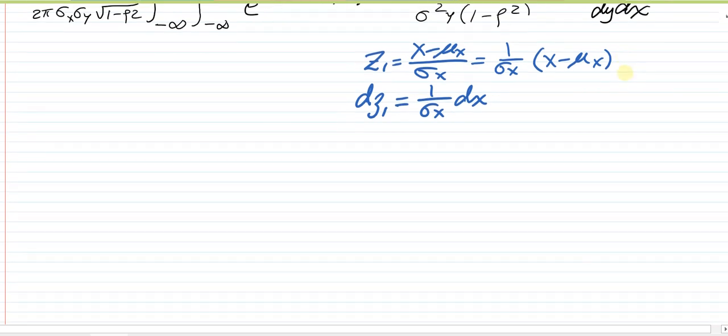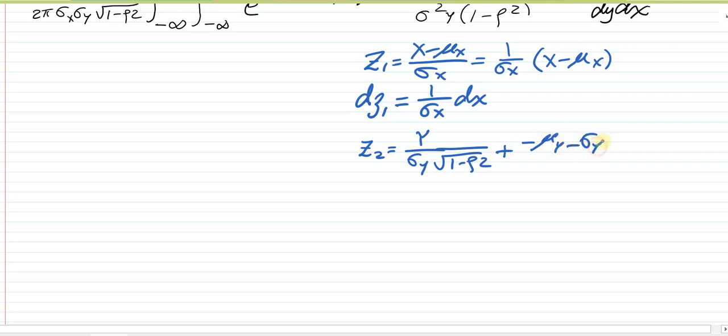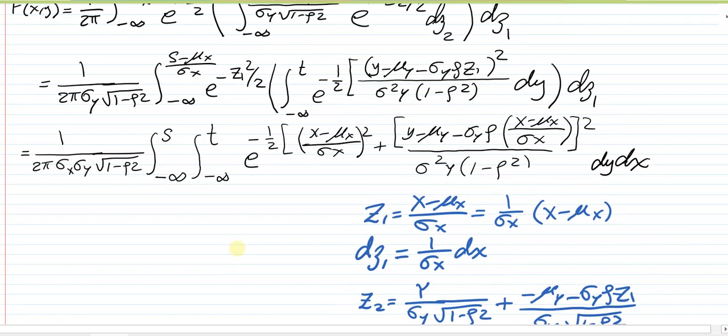Okay, now my z2 was actually, I'm going to write it in 2 fractions. It's easier to look at the derivative next. z2 equals y over sigma y square root 1 minus rho squared, plus negative mu y negative sigma y rho z1 over sigma y square root 1 minus rho squared. Okay, so that's what z2 was.